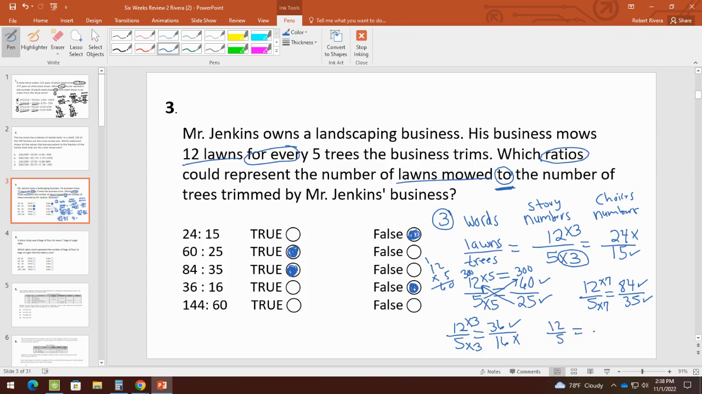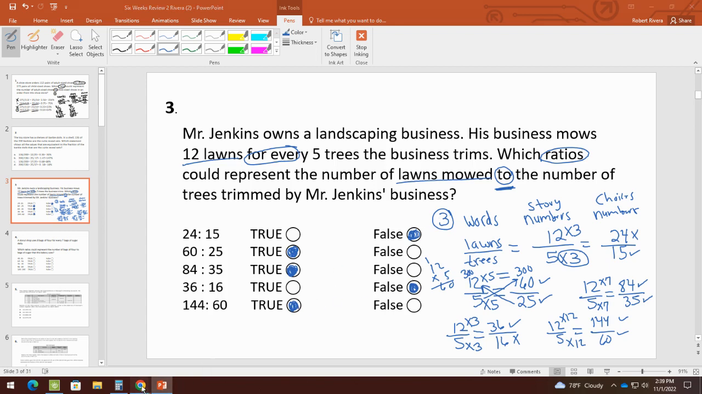The last one, 12 over 5 is a ratio, and I want to do this 144 over 60. So 144 over 60. 5 times 12 gives me 60. 12 times 12 gives me 144. Check, check. So guess what? He gets the truth. So we have false, true, false, true.